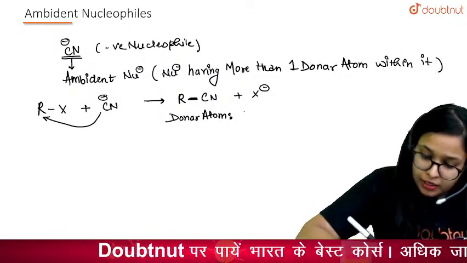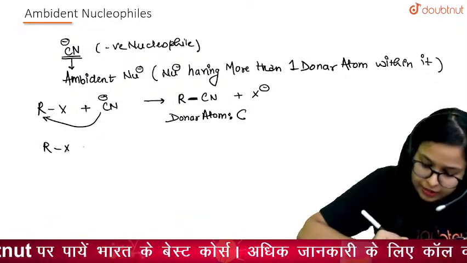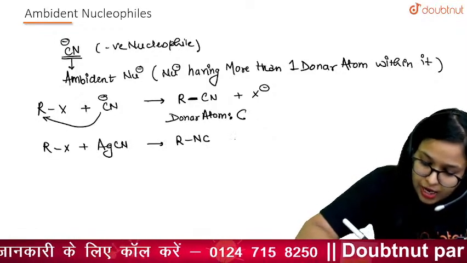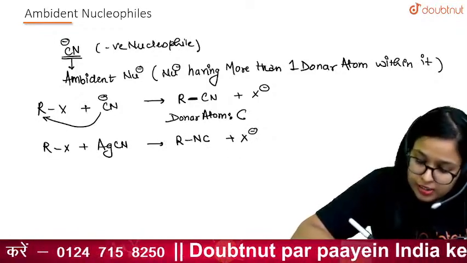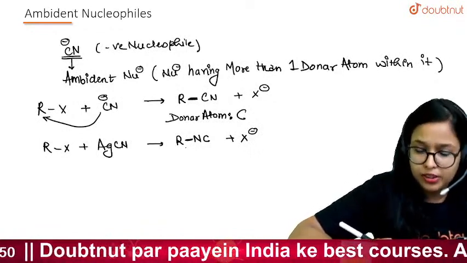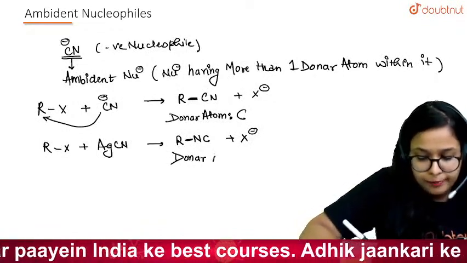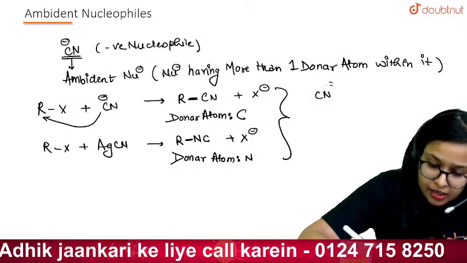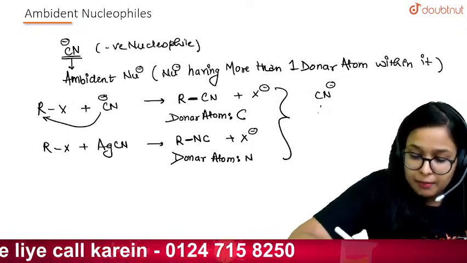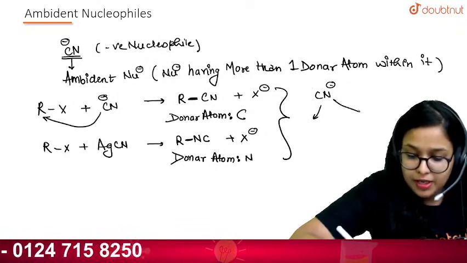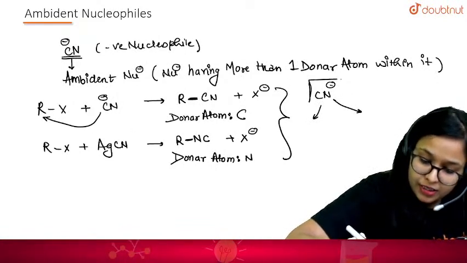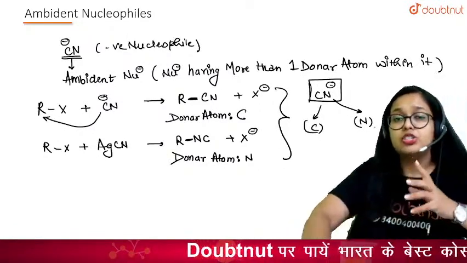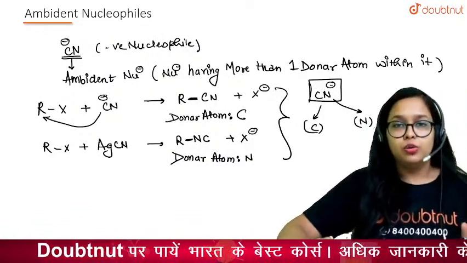But if you take haloalkane and react it with AgCN, your product formation is RNC and X minus is formed. Since nitrogen in this case has bonded to the alkyl carbon, the donor atom here is nitrogen. In cyanide, carbon can form the bond with the alkyl part, as well as nitrogen can also form the bond. Within the nucleophile, we have 2 donor atoms, carbon as well as nitrogen. Such nucleophiles are known as ambident nucleophiles.